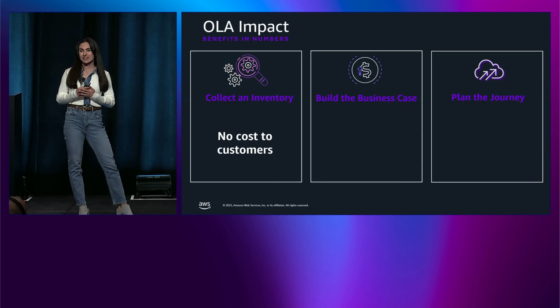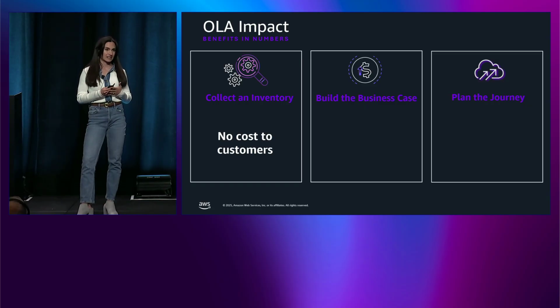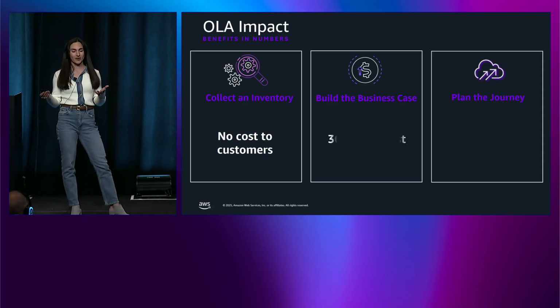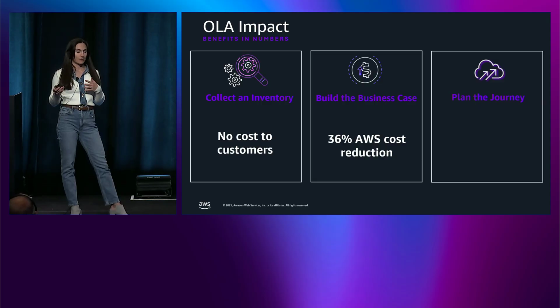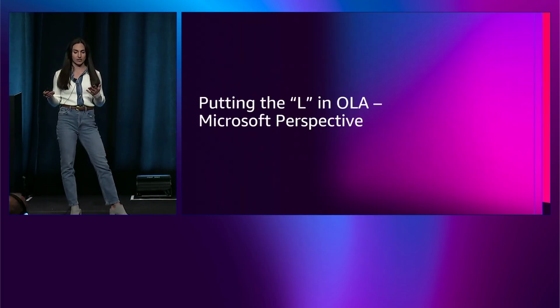All right, what is the impact of OLA in numbers? First off, as Christine mentioned, the OLA comes at no cost to customers. This is an investment that AWS makes in setting customers up for success as they migrate and post-migration for those of you who are already running in AWS. Next, we see that customers that perform one of these exercises and take the recommendations that are surfaced in the OLA achieve a 36% cost reduction. Finally, migrations are about 34% faster when you're executing the migration based on real data instead of guesswork.